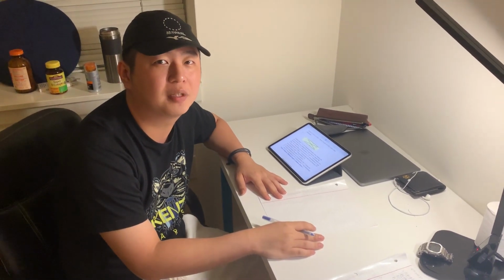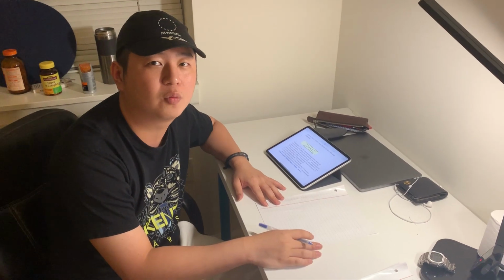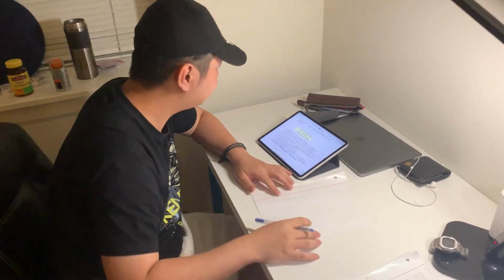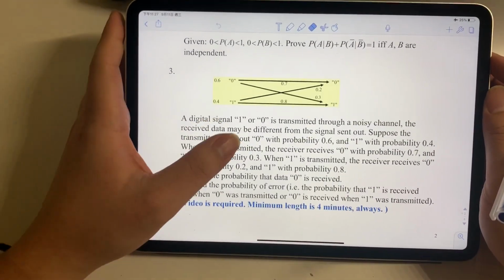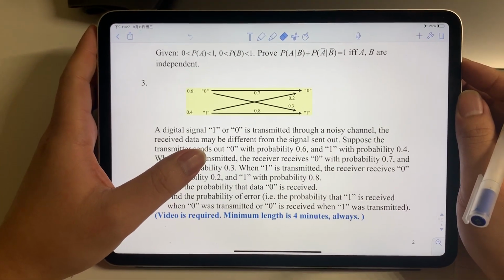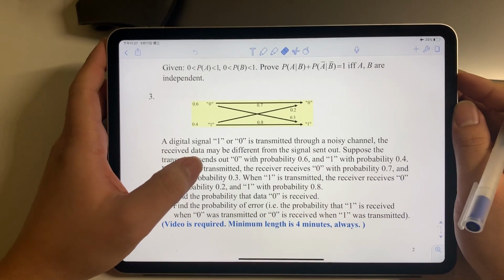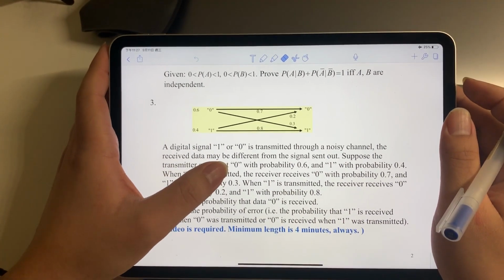Today I'm going to explain probability homework week 1, question 3. Question 3 is talking about a digital signal. 1 or 0 transmits through a noisy channel. The received data may be different from the signal sent out.